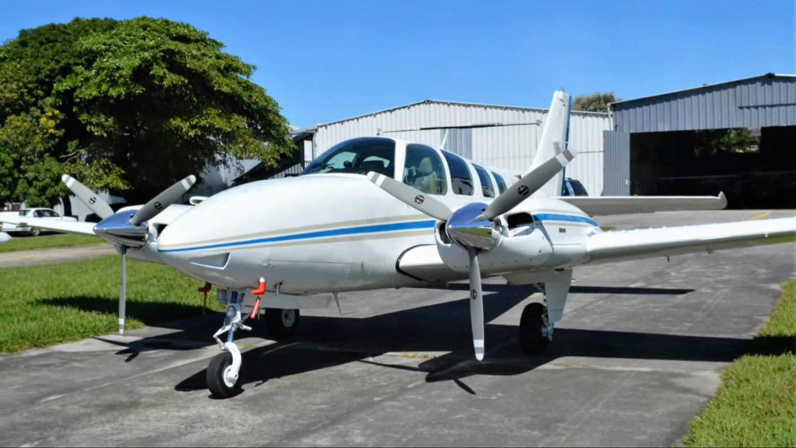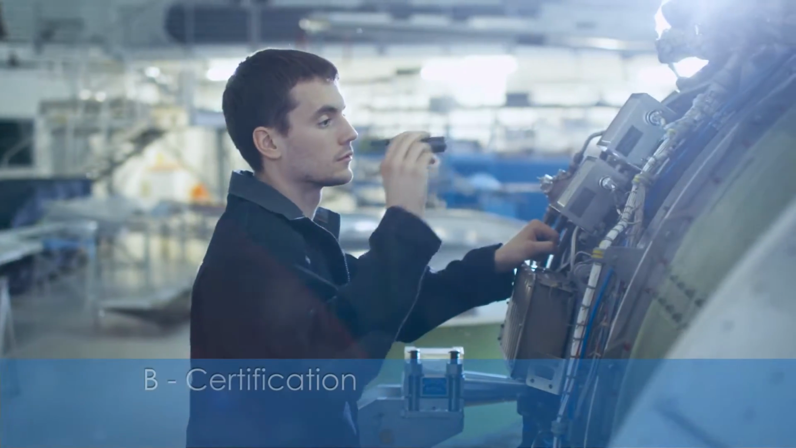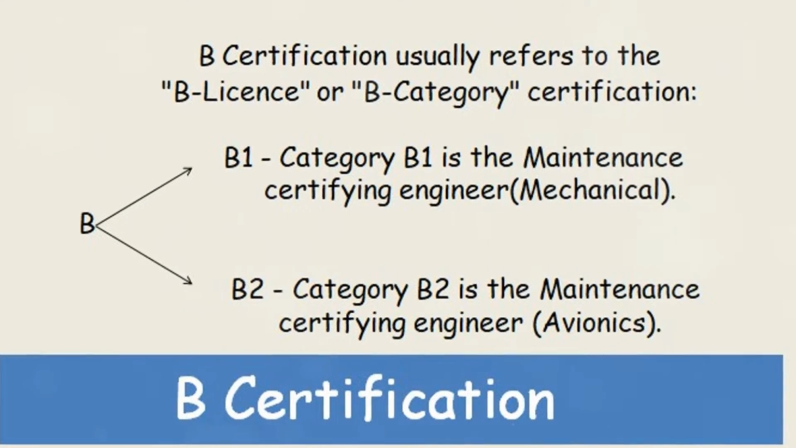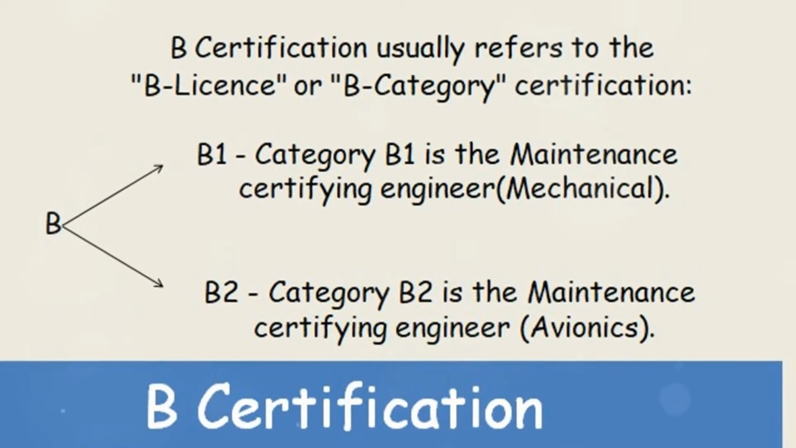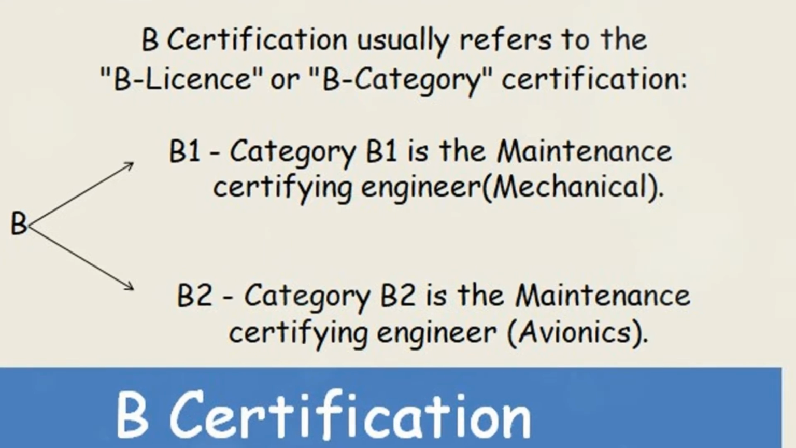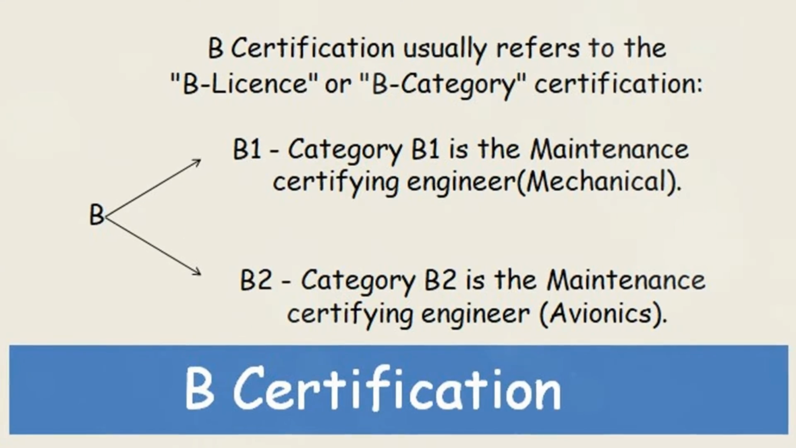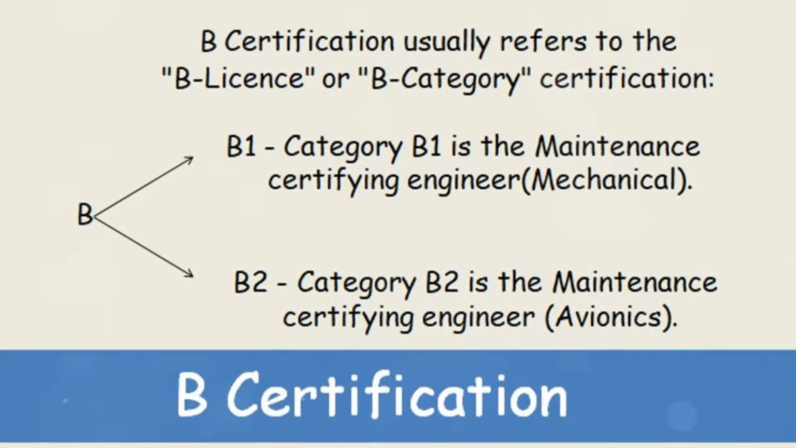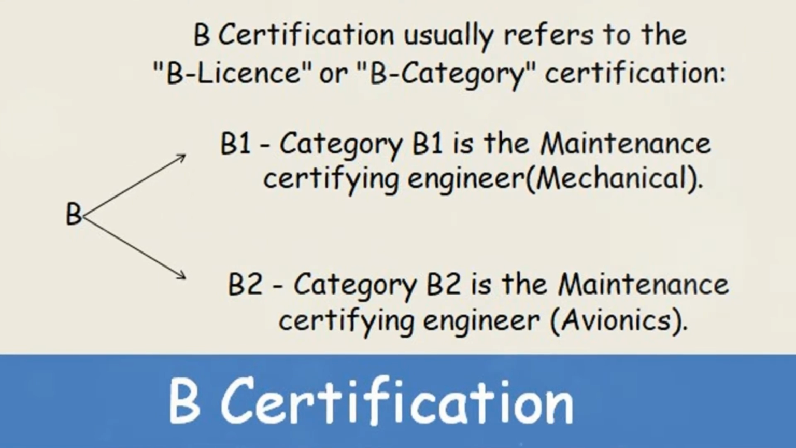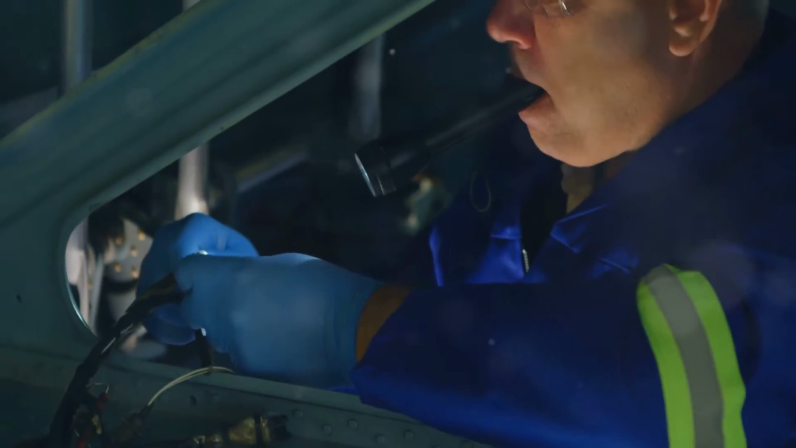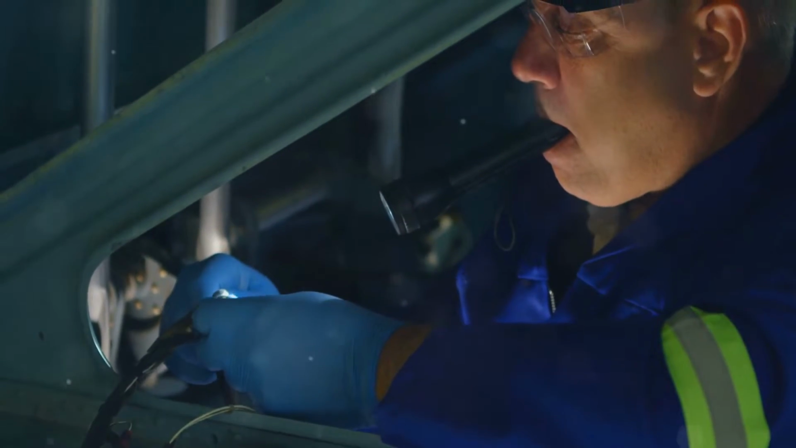Now let's move on to B certification. B certification usually refers to the B license or B category certification, which can be divided into further subcategories such as B1 and B2. Category B1 is the maintenance certifying engineer, focusing on mechanical aspects. The Category B1 license covers maintenance of aircraft structures, power plant, and mechanical and electrical systems.